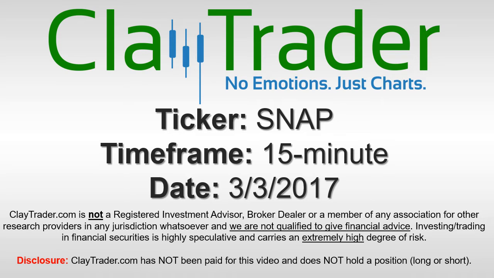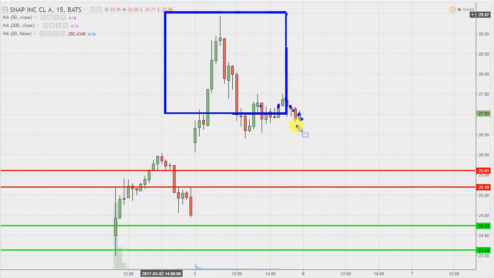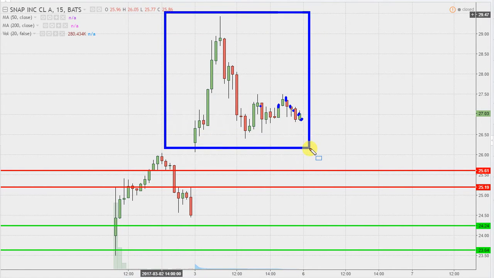Snapchat, we will take a look at the 15-minute time frame. Real quick, what do I mean by 15-minute in case maybe you're new to charts? Instead of each one of these candlesticks here representing 1 day's worth of price action, which is what you would normally see, each one represents 15 minutes. So while this here may look like a couple weeks worth of time, it's actually just today's price action broken down into 15-minute time slices.